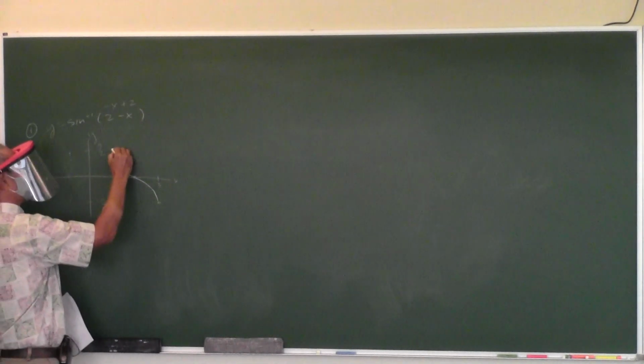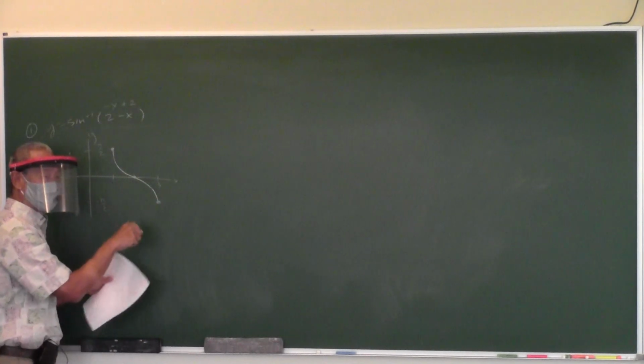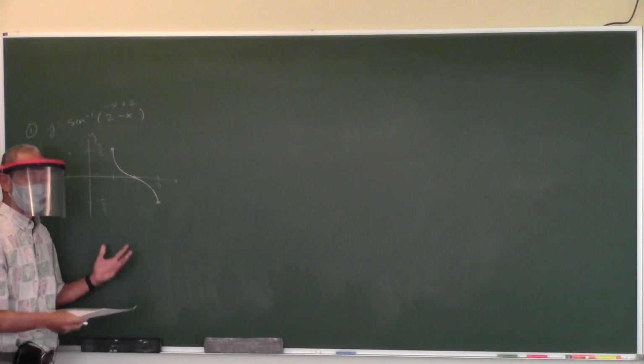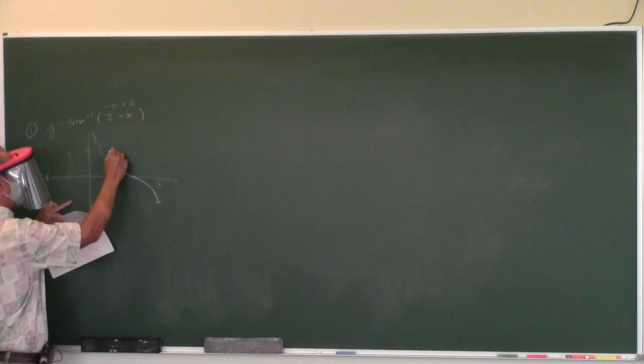And some of you, I'm not sure what you guys are doing. These are the endpoints of the graph. Some of you have arrows, and there are none. It doesn't go on forever. It just stops. Sine inverse stops here, and it stops there.